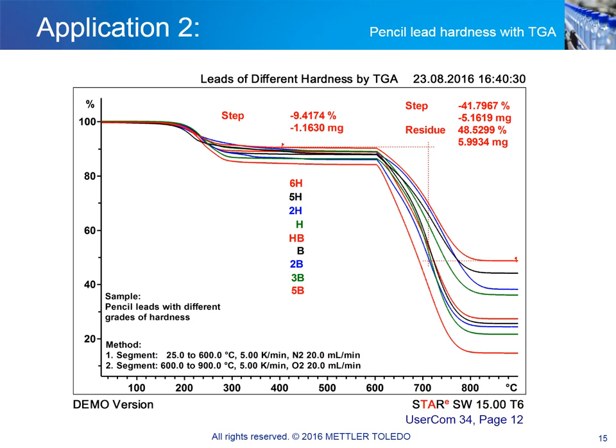There is a clear correlation between the remaining inorganic residue at the end of the measurement, which is the amount of clay, which defines the pencil lead hardness. This means that the amount of residue from the TGA measurement can be used as a quality control testing parameter for the pencil lead hardness.